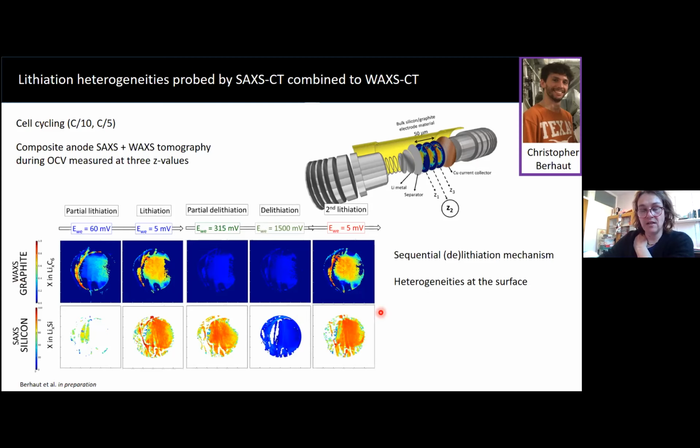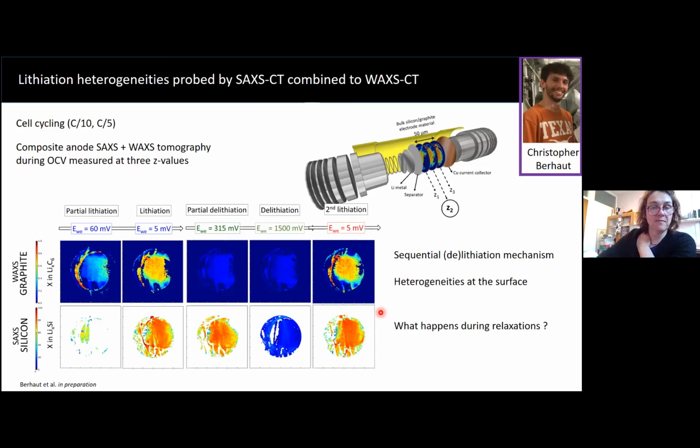So basically this is nice. You again measure the sequential delithiation mechanism in these materials, graphite and silicon. We see heterogeneities at the surface. We can make more quantitative analysis by looking at selected pixels if we want. And interestingly, we have those data for the 3 slices. And the next question is what happens during relaxations?